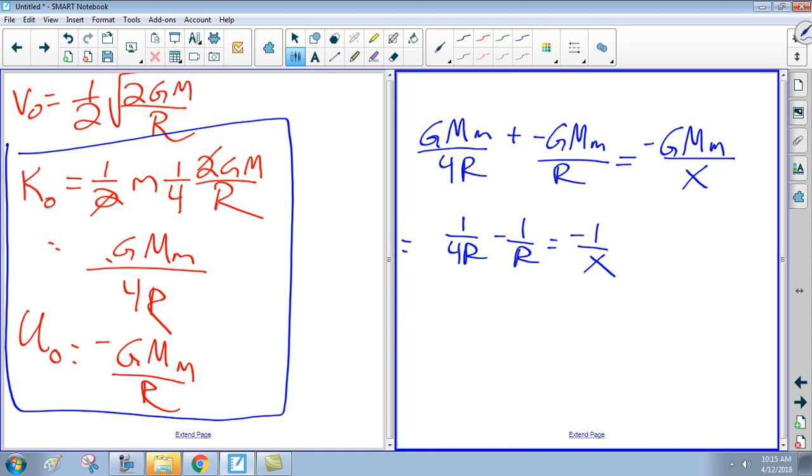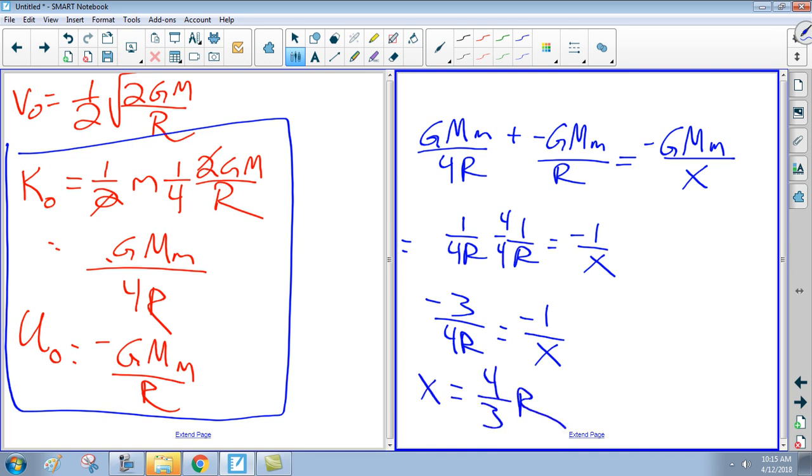And then solve that. So, let's do this. Let's make this a 4 and this a 4. So you get negative 3 over 4R equals negative 1 over X. So X is 4/3 R. So is my answer 4/3 R?